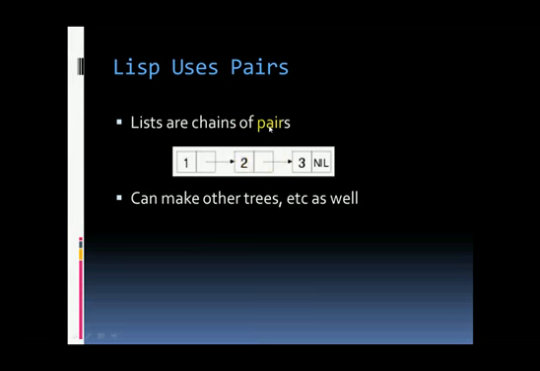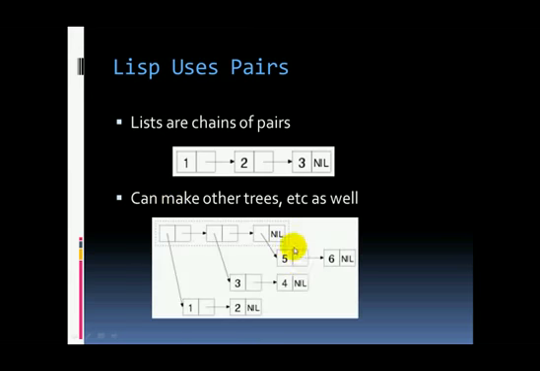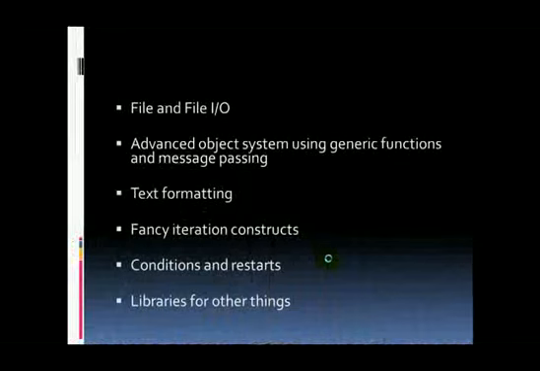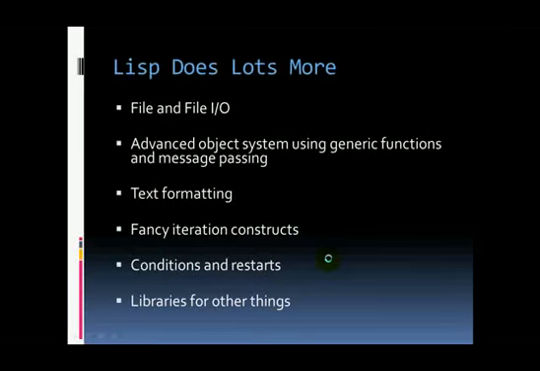Lisp has first-class functions, easy to define, can be passed as parameters, can be returned as values from other functions, anonymous functions too. Lisp uses pairs. Lists are chains of pairs. Can make other trees etc. as well.